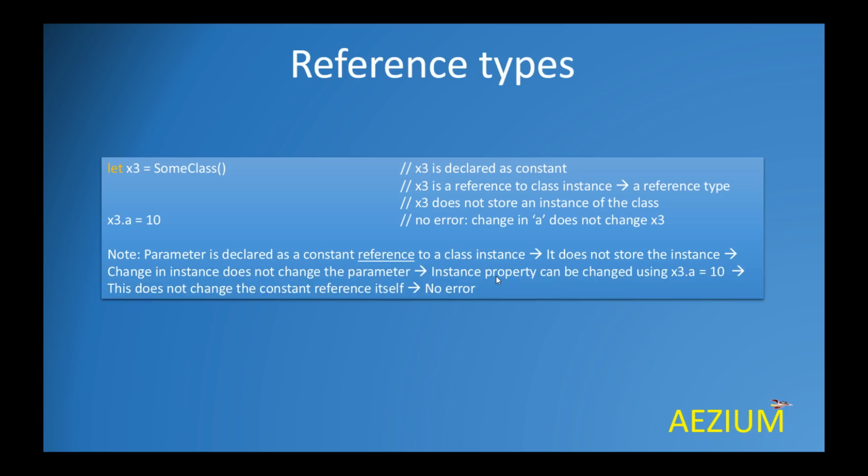So as a result, the instance properties can be changed, for example, using a statement like this. And this would change the instance itself, but it does not change the constant reference. As a result, x3, which is a constant, remains as before, and we won't see an error. This is unlike the previous case when we were dealing with constant structures.